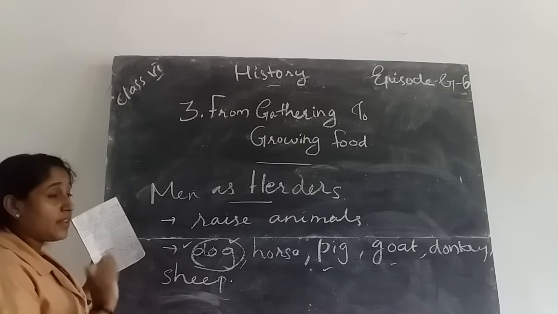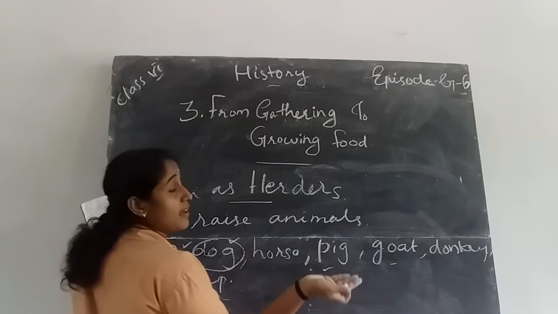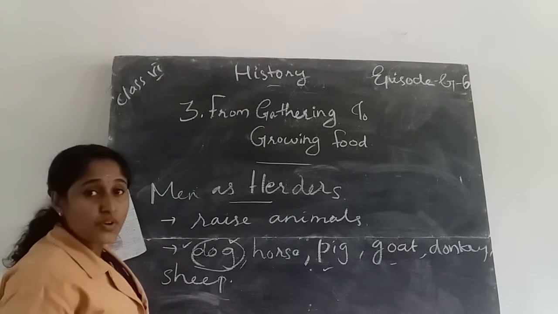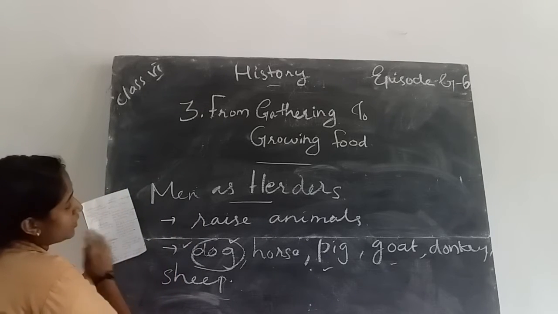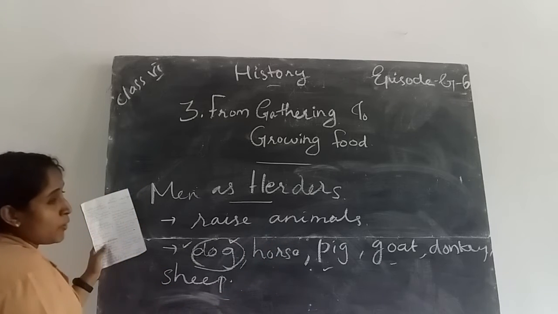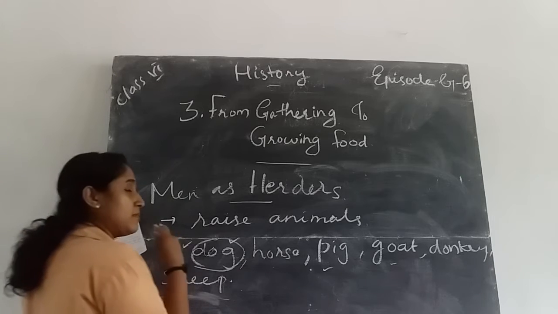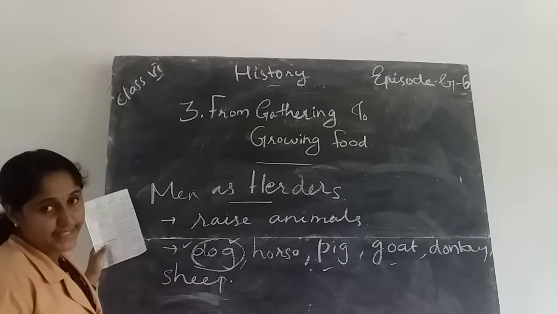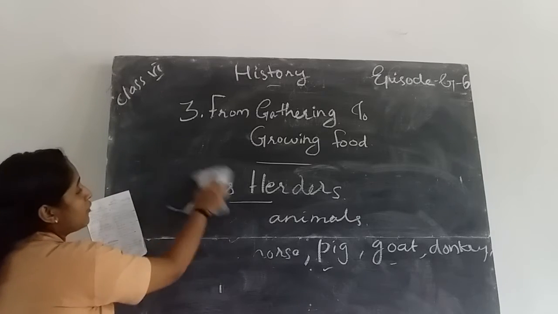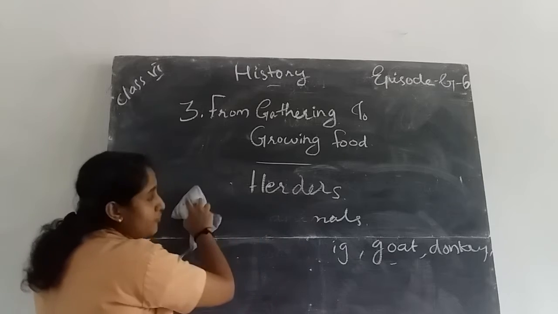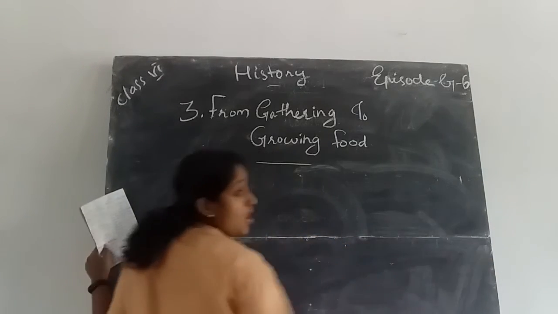Meat. Another use of the animals, we already discussed, is carrying heavy things from one place to another. So in this way, early humans became herders. The early humans changed from food gatherers to food producers, and they are also herders.